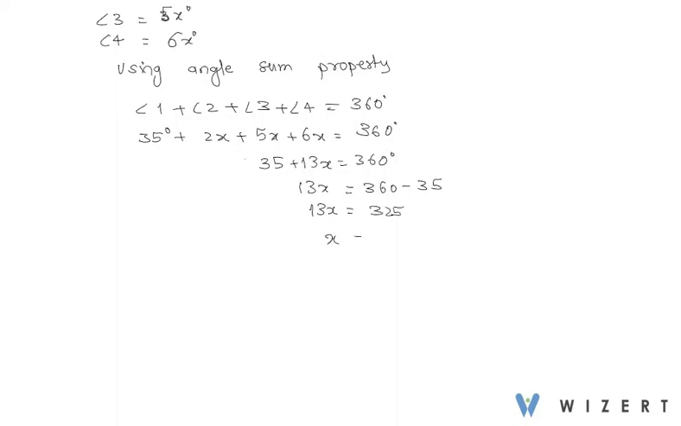So x is equal to 325 divided by 13, which is equal to, 13 2s are 26, 6 remains, 65, that means 13 5s are 65. So we get the value of x equal to 25.